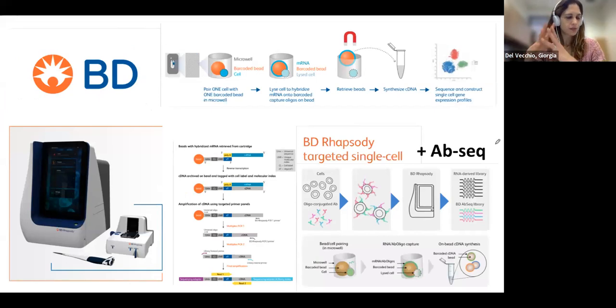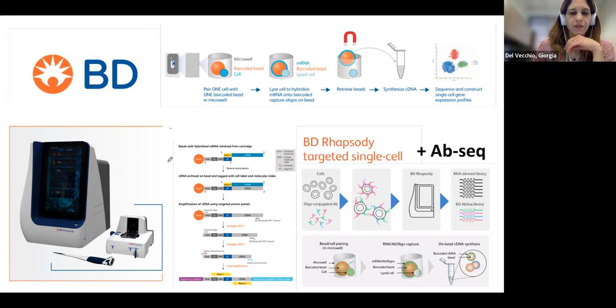Okay, so this is the BD approach. As I told you, BD has a cartridge with these micro wells. They claim that each micro well can allocate one barcoded bead and one cell. So you just let first the cell and then the barcoded bead enter the well.